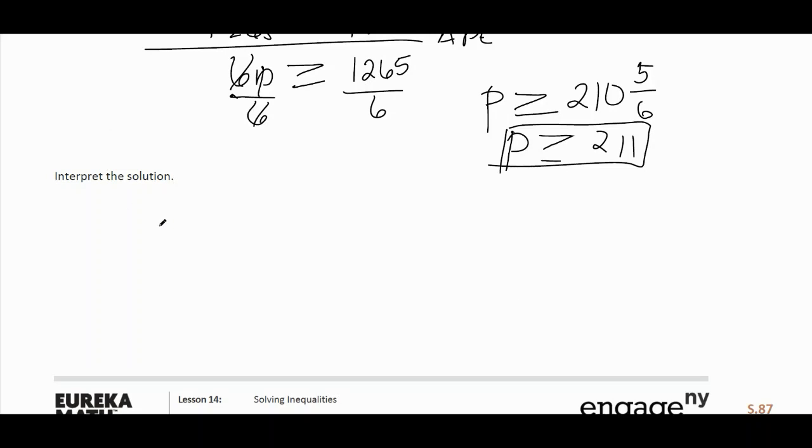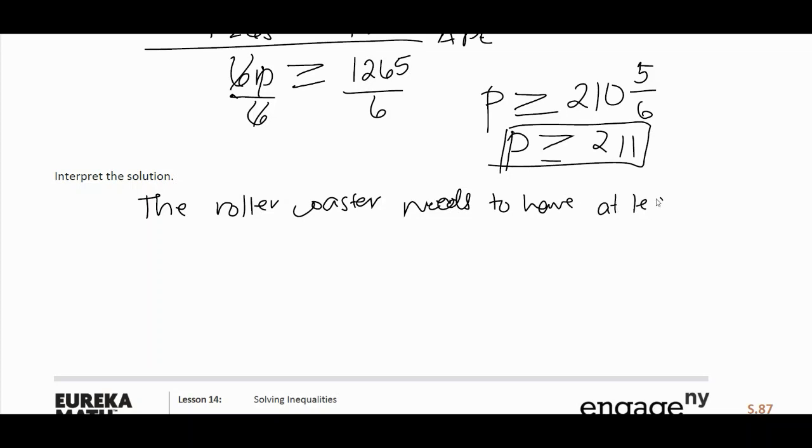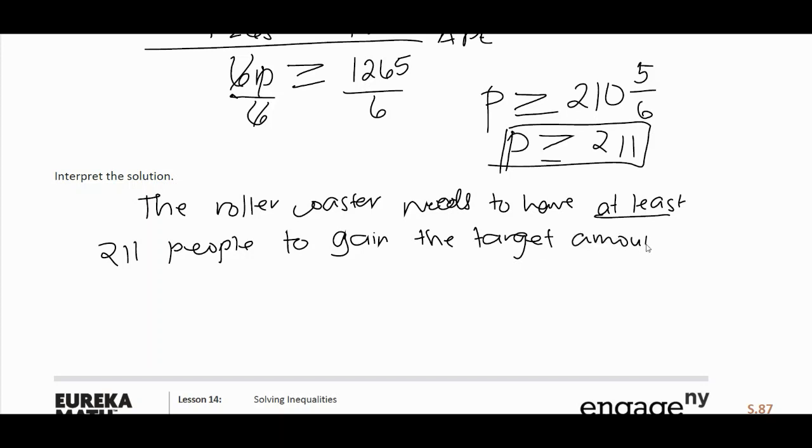All right, so now let us interpret the solution. So what we're going to write here: the roller coaster needs to have at least, as you can see, I use the words "at least" there because it's greater than or equal to, at least 211 people to gain the target amount of profit of $1,000.